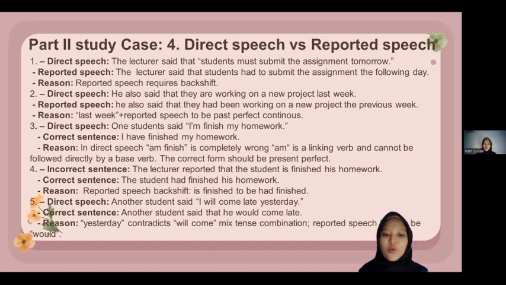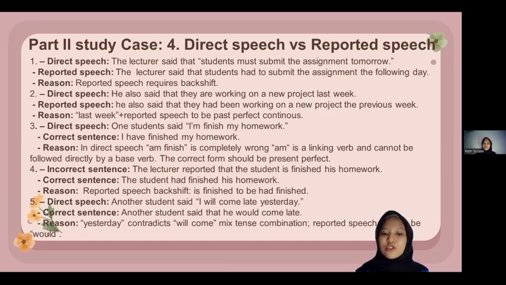Number 3: one student said, I finished my homework. The correct sentence is: I have finished my homework, because in direct speech, I'm finished is completely wrong. Am is a linking verb and cannot be followed directly by a base verb. The correct form should be present perfect. Number 4 is: the lecturer reported that the student is finished his homework. The correct sentence is: the student had finished his homework, because in reported speech, is finished needs to be had finished.